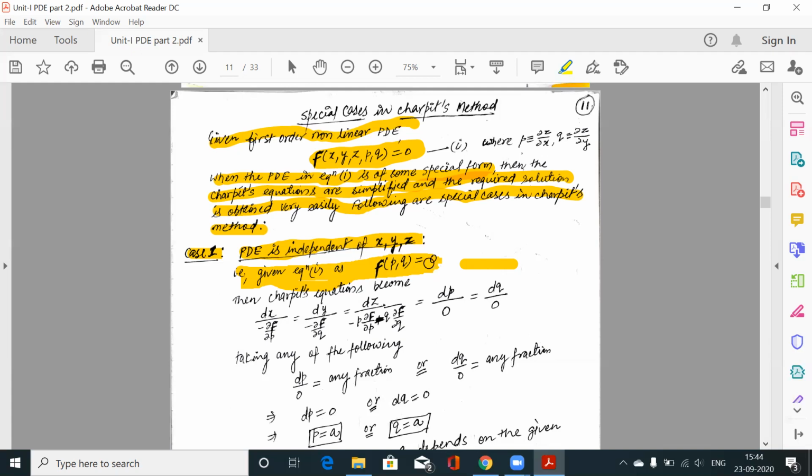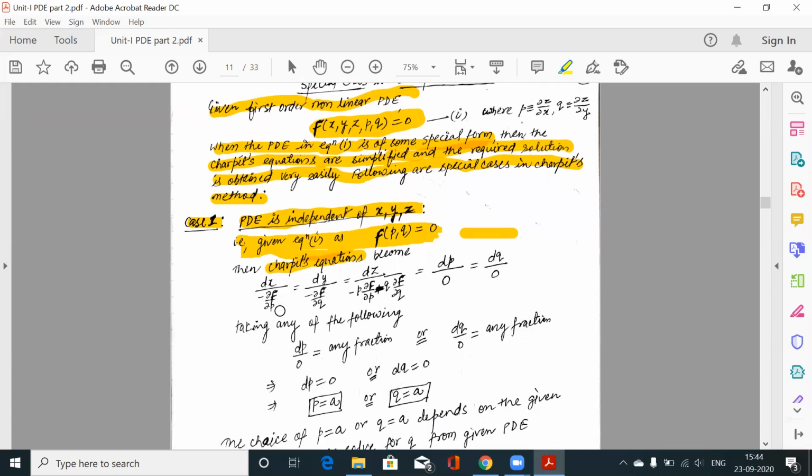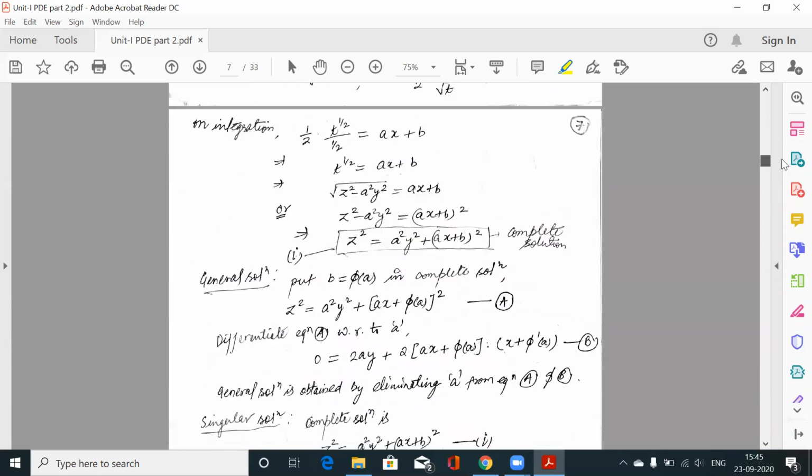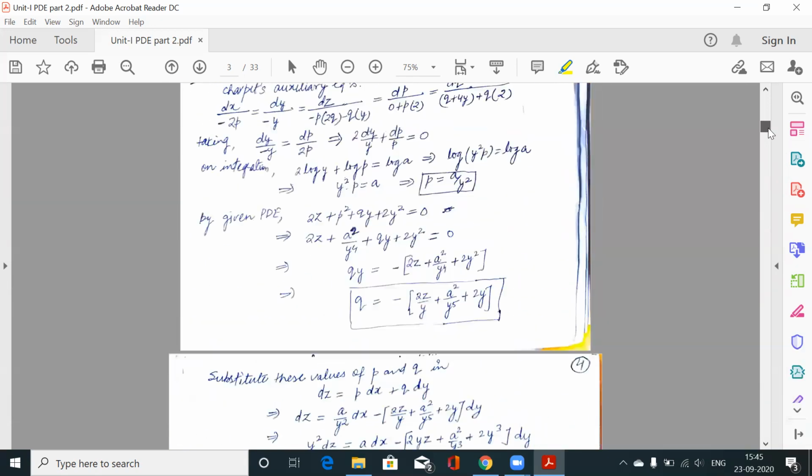If we apply the Charpit method to solve this equation, we first write the Charpit's auxiliary equations, and I hope you remember the formula: dx over minus del f over del p, dy over minus del f over del q, dz over minus p del f over del p minus q del f over del q, and dp over del f over del x plus p del f over del z. If you remember, otherwise I can show you those auxiliary equations. It is here.